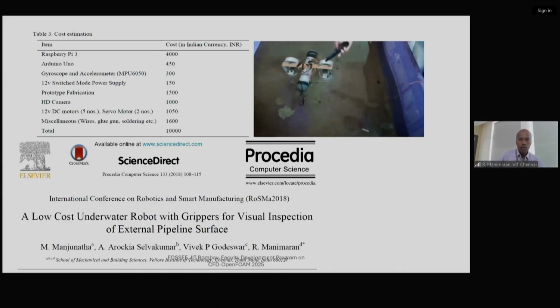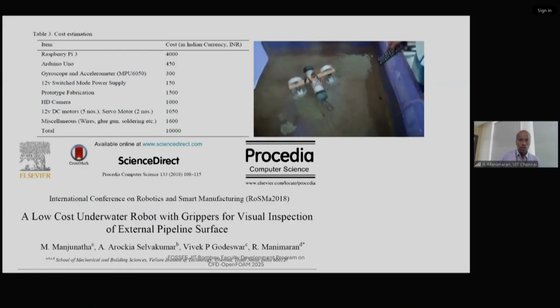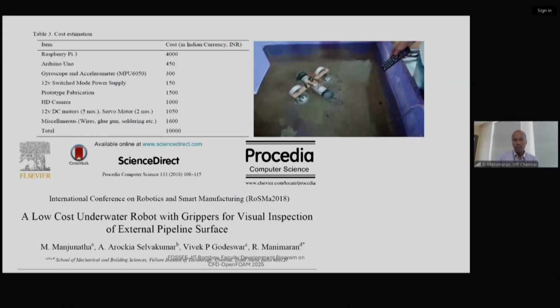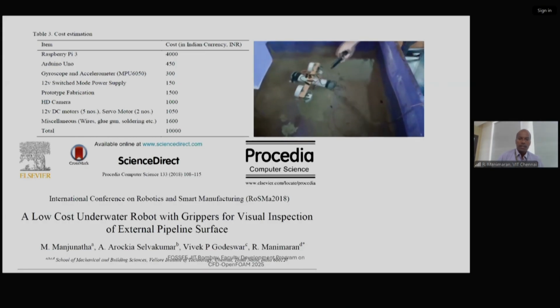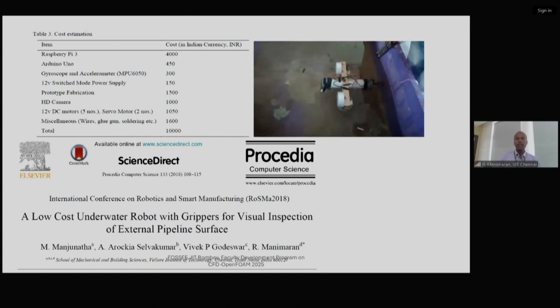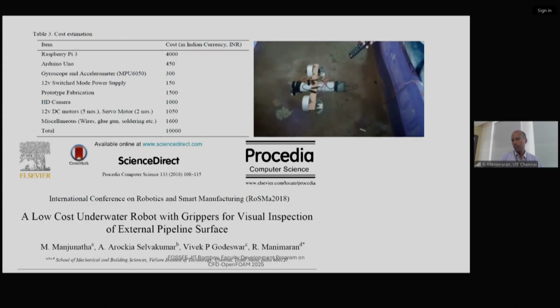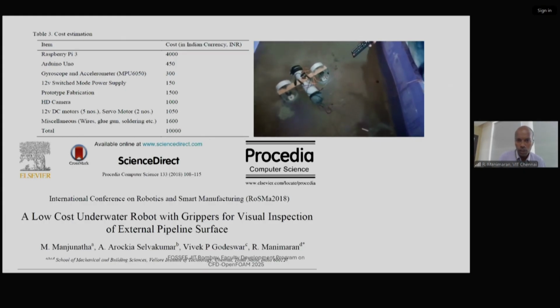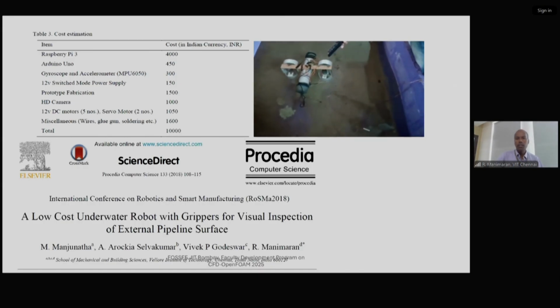The peculiar thing about this robot is that they developed it at a very low cost. The total cost is coming under 10,000 rupees. Maybe it can exceed 1,000 rupees more now. And what I want to show here is how the motion of this robot can be simulated in OpenFOAM. Anyway, including all the grippers and propellers is very difficult.